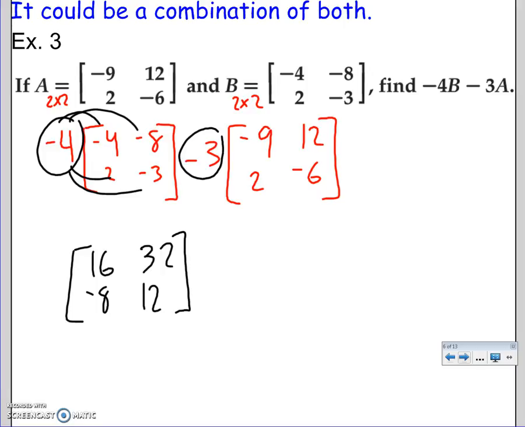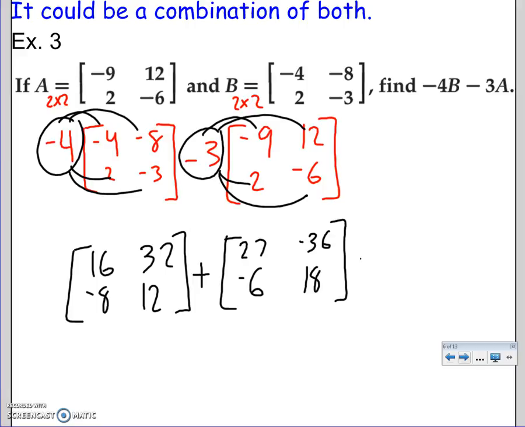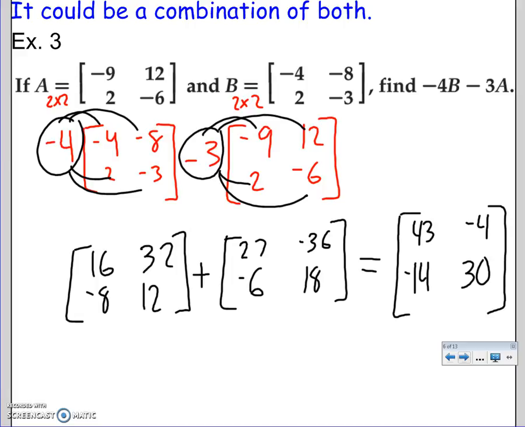Now here I'm going to distribute the negative 3 and make it addition. So really adding, negative 3 times negative 9 is positive 27, negative 3 times 12 is negative 36, that's negative 6, positive 18, and now I just add them spot for spot. The top left spot, 16 plus 27, is 43. 32 plus negative 36 is negative 4. Negative 8 plus negative 6 is negative 14. And 12 plus 18 is 30. And that is my answer.